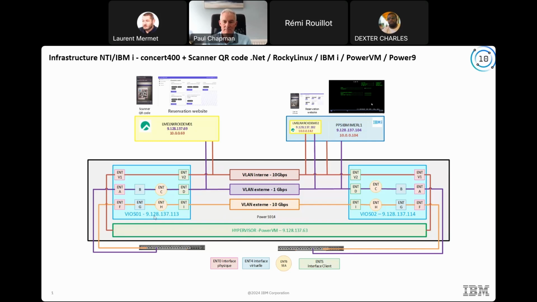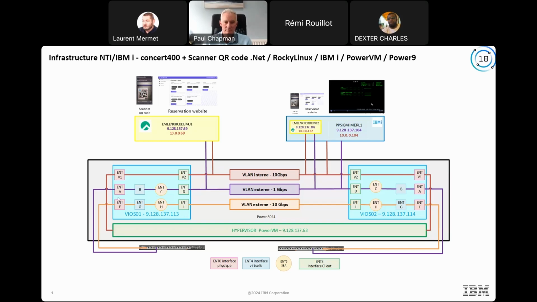With the P9, we have two VIOS. On the left side, you have VIOS 01. On the right side, you have VIOS 02. And in the Power, you have a component, the hypervisor, which provides the capability to virtualize all resources: processor, memory, adapters, and network. So we have used this capability to provide an internal network.